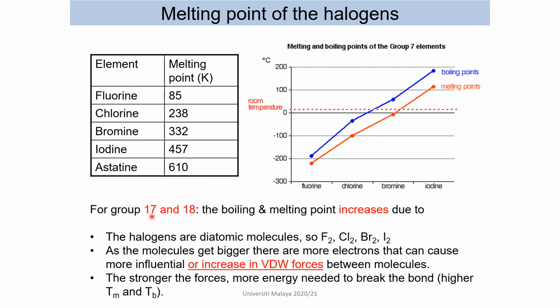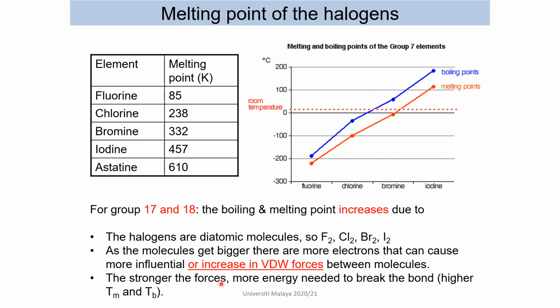Okay, so for group 17, the boiling point and melting point increase because the halogens are diatomic molecules, so they exist in this form: F2, Cl2, Br2 and so on. As the molecules get bigger with the increase of atomic masses, there are more electrons that cause an increase in the van der Waals forces that bind one F atom with another F atom to form the molecule, and the same goes for chlorine. To melt this halogen, you have to break these van der Waals forces that bind the atoms together in a molecule.